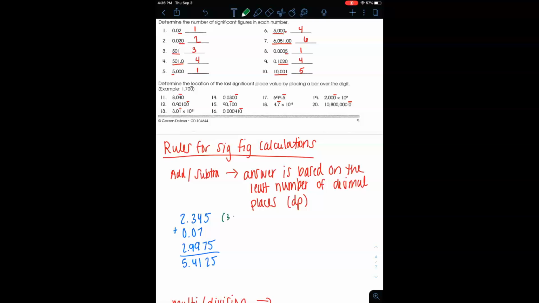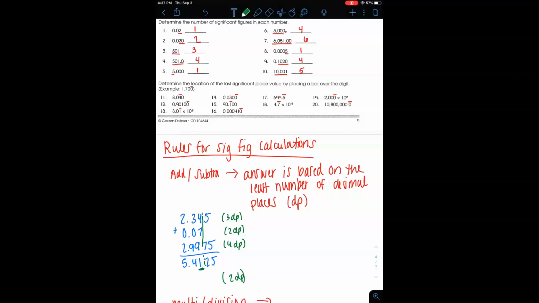All right, so I have 3 decimal places here, 2 decimal places there, and 4 decimal places. So my final answer should have the least number of decimal places. So we should actually round it to 2 decimal places. And something you could think about is if I drew a dashed line at the least number of decimal places. Obviously, that's the cutoff point.